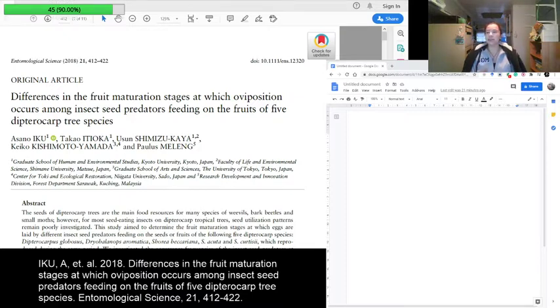So today's article that we'll be looking at looks at insects that lay their eggs and eat plants. It's called, as you can see on the screen, Differences in the Fruit Maturation Stages at which Oviposition, which is egg laying, occurs among insect seed predators feeding on fruits of 5 dipterocarp tree species. This paper was published in 2018, so it's fairly recent still.